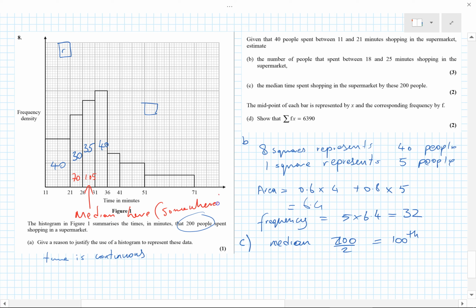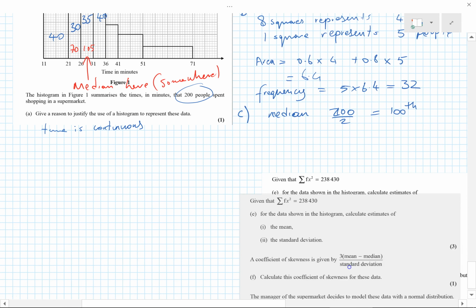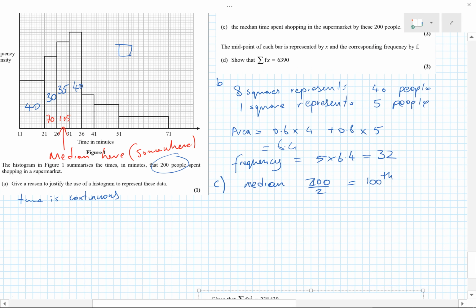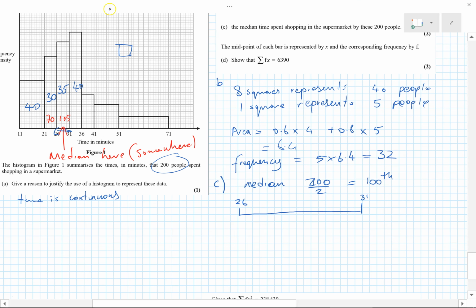So that's our first thing we have to do. The next thing, what I tend to do, let's move the further questions out of the way for the moment, is do a little diagram. We know the median lies somewhere above 26 and below 31 because it's in this group. Now the total frequency, let's color code this, might help, in that group is 35.